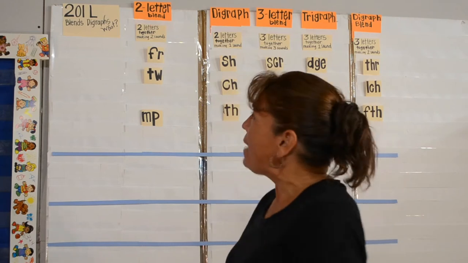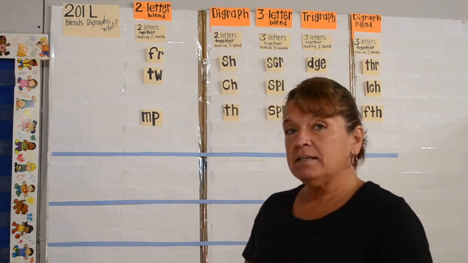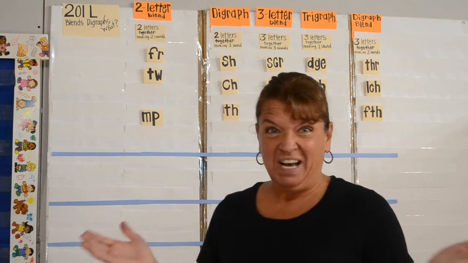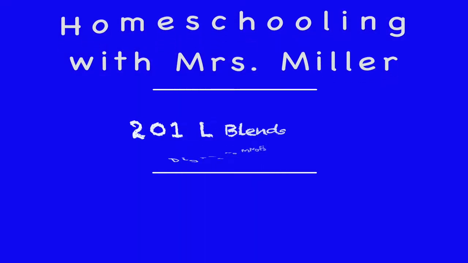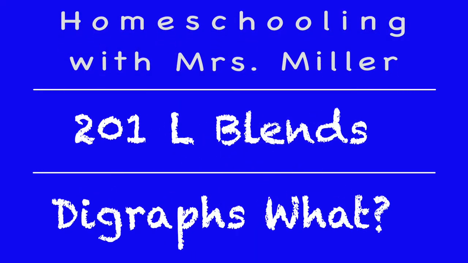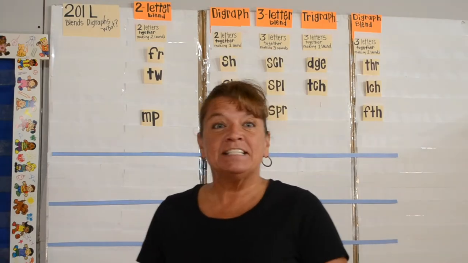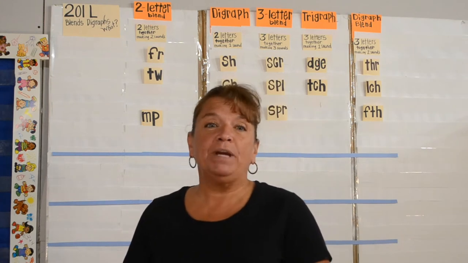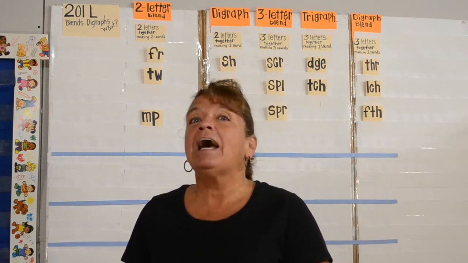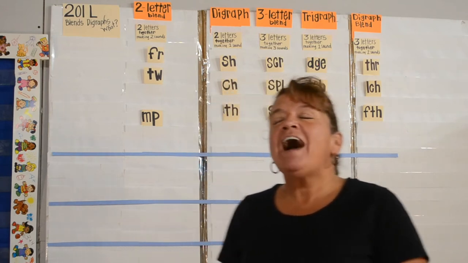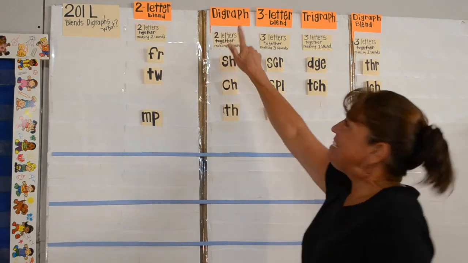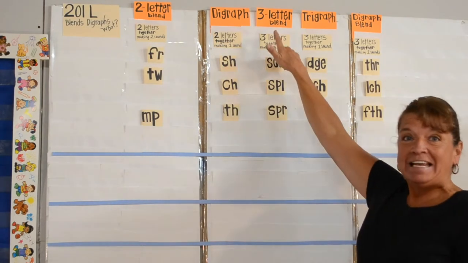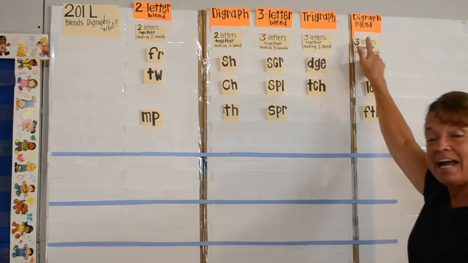Today we are talking about blends, digraphs, what? This lesson today is 201L. Blends and digraphs can be troublesome to beginning readers and spellers, and I want to show you why. There are five categories that we are looking at: two-letter blend, digraph, three-letter blend, trigraph, and the digraph blend.